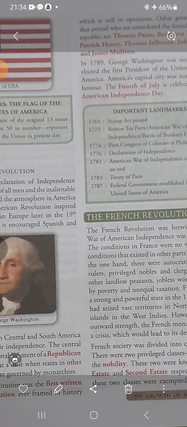So I would request all my students to go through this portion in your text so that you have a better understanding of it.